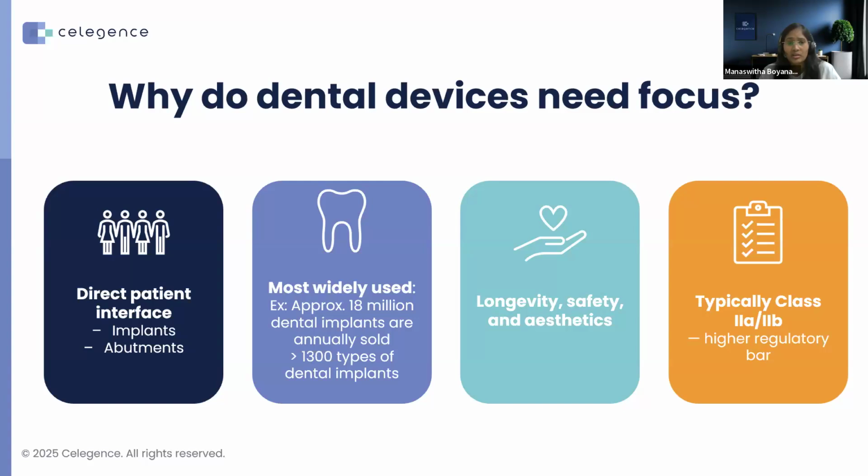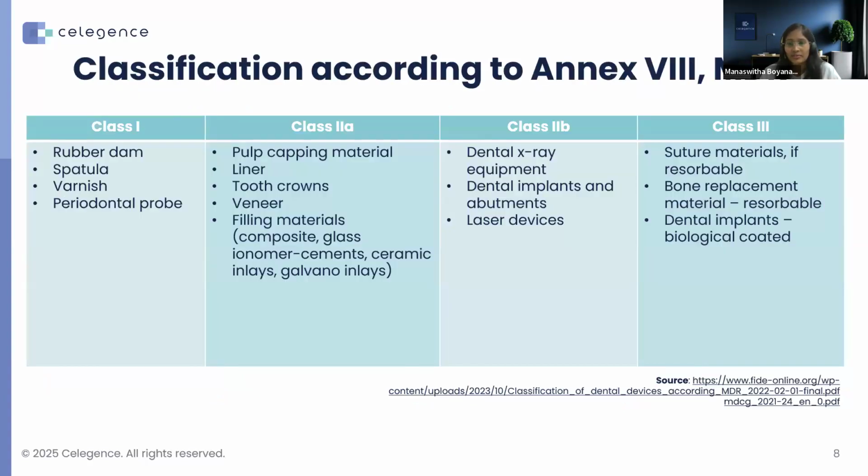Also, dental devices are known for longevity, safety, and aesthetics. The success of any dental implant is not only measured by how long it lasts, but also how it appears and performs functionally, all of which affect the patient's quality of life. Thus, when deriving the outcome parameters in a clinical evaluation, a multi-dimensional approach is essential, considering the biological integration, mechanical performance, and patient satisfaction. And also, they are typically classified as class 2A or 2B or even a higher regulatory bar. Let us move to the next slide to understand the classification of dental devices.